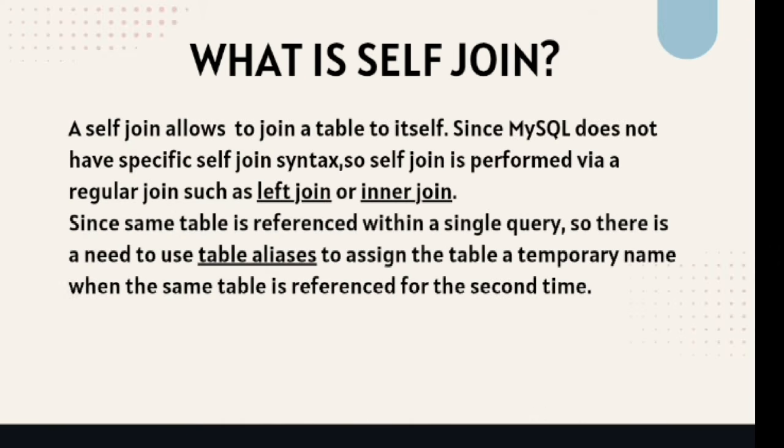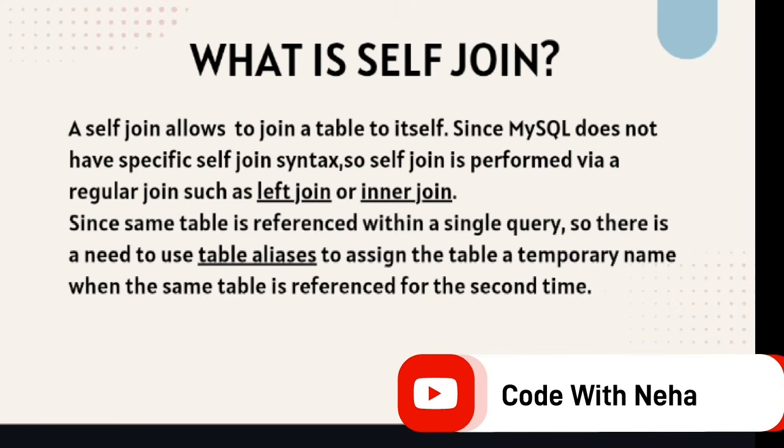What is self-join? A self-join allows you to join a table to itself. Since MySQL does not have specific self-join syntax, self-join is performed via a regular join such as a left join or inner join. Since the same table is referenced within a single query, there is a need to use a table alias to assign the table a temporary name when the same table is referenced for the second time.